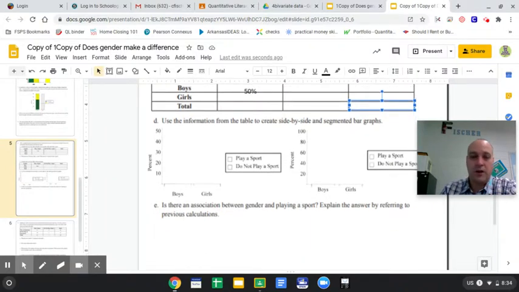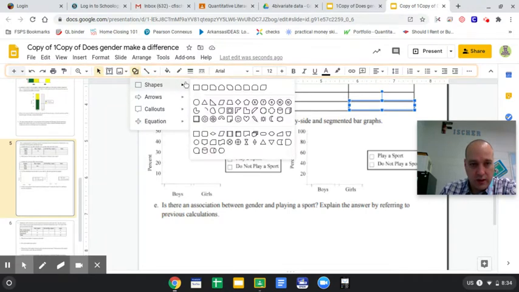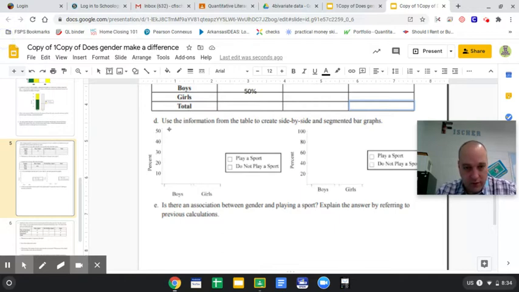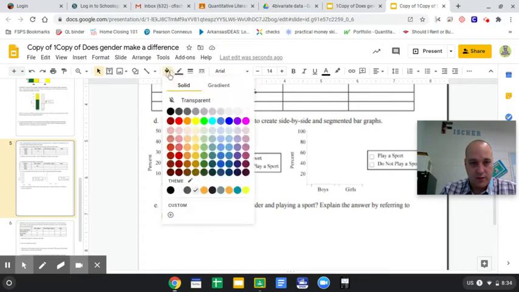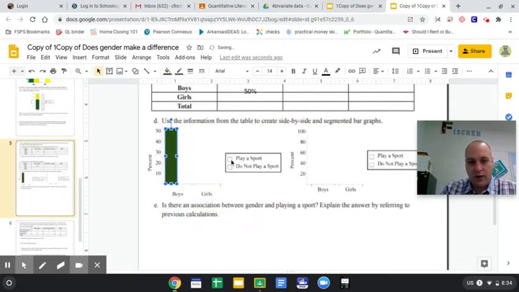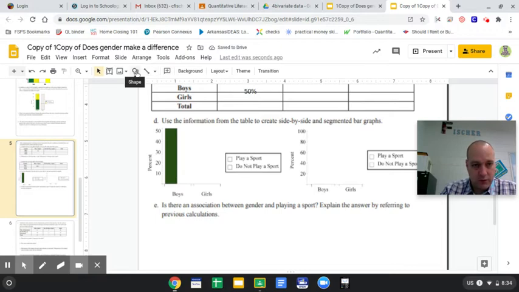All right, so now we got to make some more bar graphs. So use the information from the table to create a side-by-side bar graph. Well, I just said that was 50%. So let's make a box. Put it right here at 50%. There we go. We got one like that. And then I'm going to make it green again just because that's what it was a minute ago. So green. There.